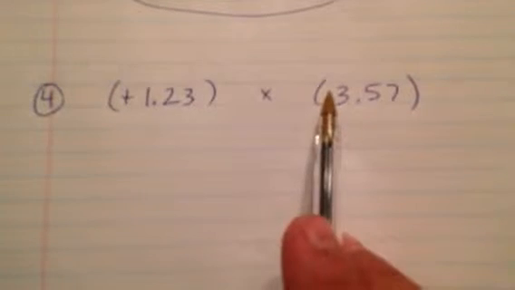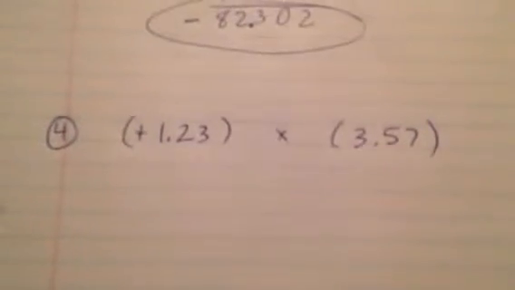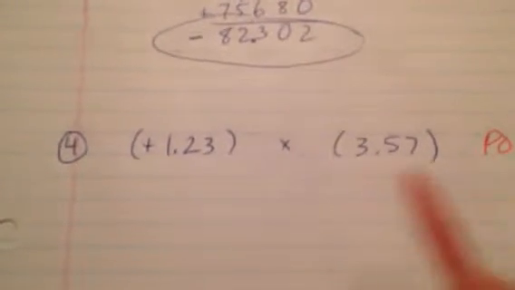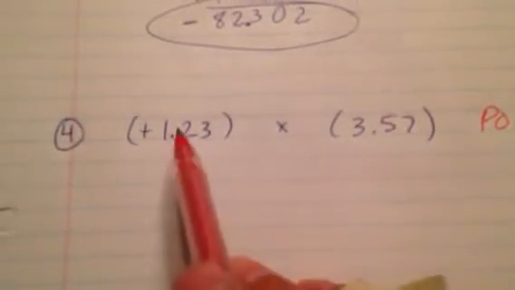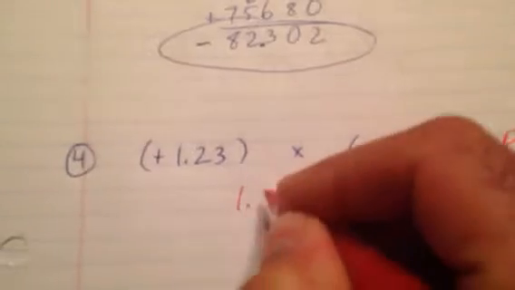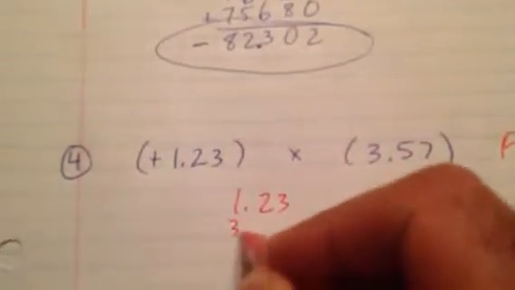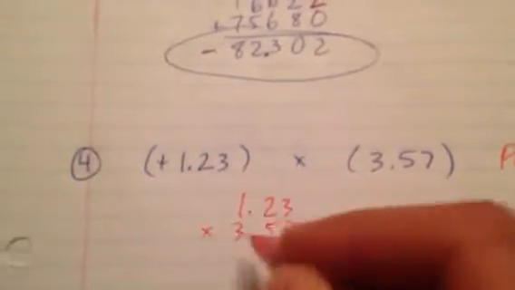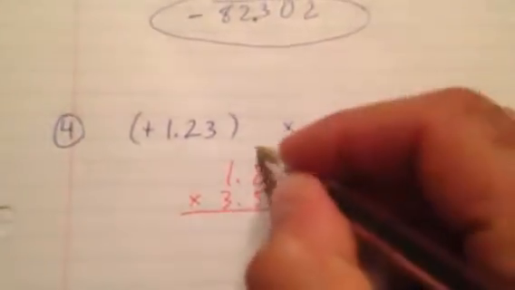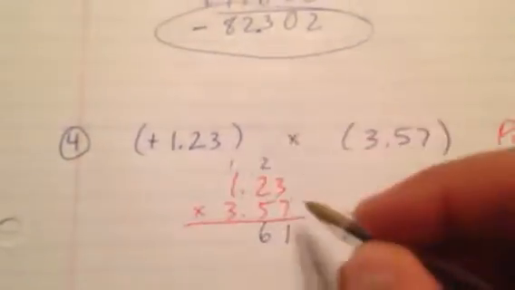And last question. We have 1.23 times 3.57. This is positive, so is that, even though it's not written, so we know the answer is positive. So the number that has more digits goes on top. They're both equal, so it doesn't matter. So we'll put the first one here, 1.23 and 3.57. We multiply them. So now we go 7 times 3 is 21, 1, carry a 2. 7 times 2 is 14, add 2, 16, carry a 1. 7 times 1, add 1 is 8.